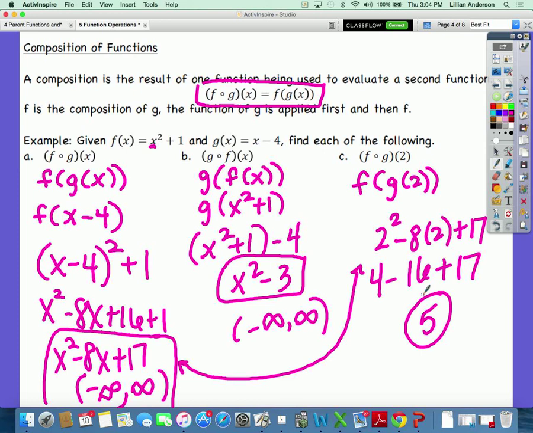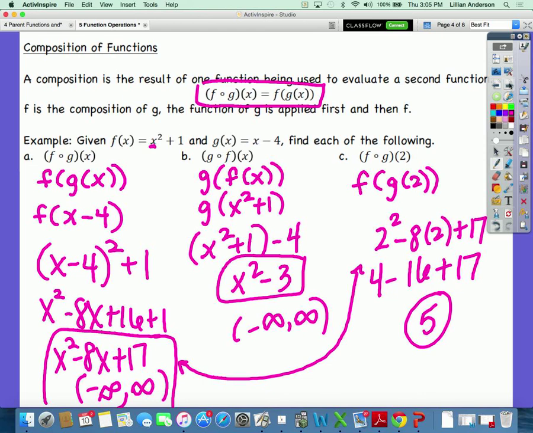I do apologize that I'm going fast on this, so I just want to make sure I get it in. Like I said, this is review from before. Now, one thing you do have to be aware of when you're doing domain with composite functions is the original input function. Listen to me here. If the original input function has a restriction on its domain, then you have to take that into consideration when you're finding the domain of the composite.